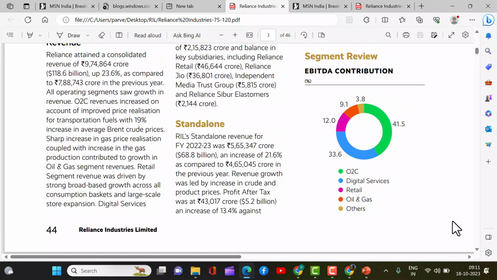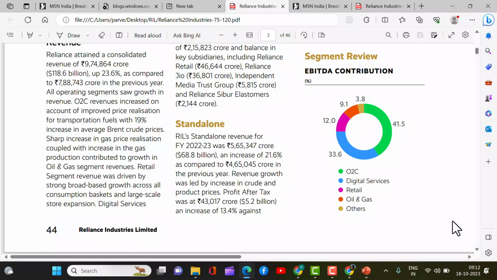Okay. Now the company is earning profit, which is called EBITDA. Before that, we know how much EBITDA they have made in terms of crores. So what's the full form of EBITDA? So the oil to chemical business is contributing 41.5% of the profit of the company, the cash profits of the company. EBITDA is nothing but a proxy to cash, it's a cash profit of the company.